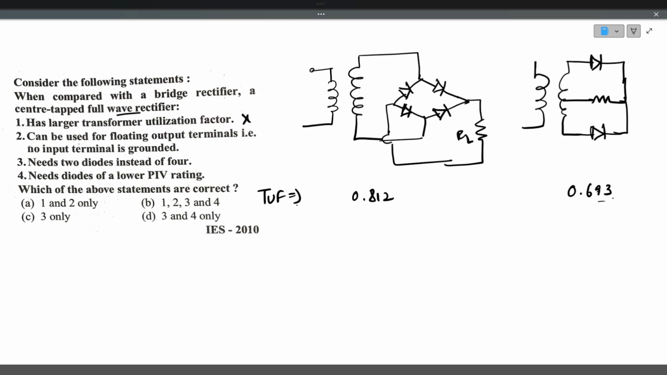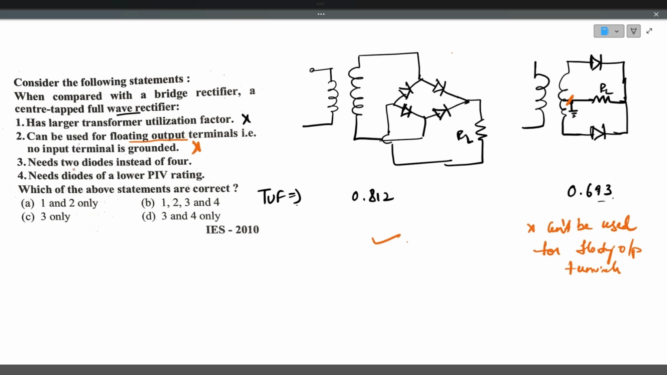Second point. Center tap can be used for floating output terminals and no input terminal is grounded. See, in the center tap, this center tap itself is a ground. So you cannot say that no input terminal is grounded. And he's telling it can be used for floating output terminals. No, center tap cannot be used for floating output terminals, whereas bridge rectifier can be used for floating output terminals. So this is also false.